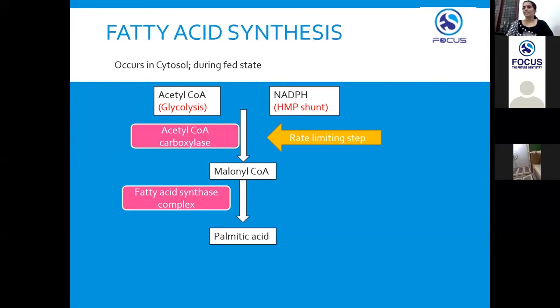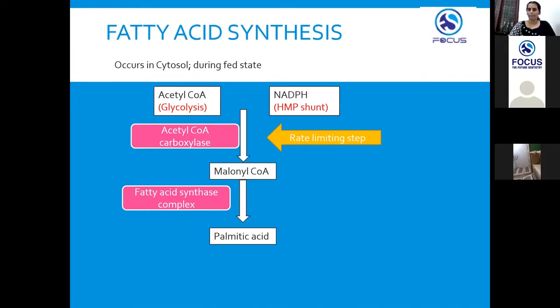Fatty acid synthesis is quite simple. Apart from cholesterol synthesis, some of the acetyl-CoA from glycolysis, in the presence of NADPH and by the enzyme acetyl-CoA carboxylase, gets converted to malonyl-CoA. That is the rate limiting step. This malonyl-CoA, through a complex of reactions by the multi-enzyme complex, fatty acid synthase complex, forms palmitic acid. It's the most common fatty acid synthesized.